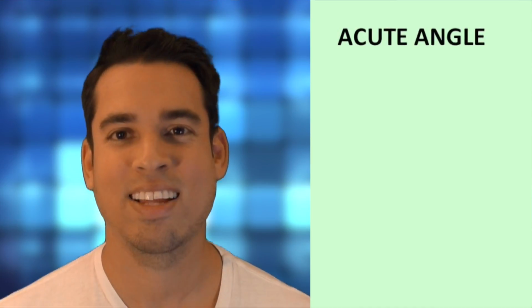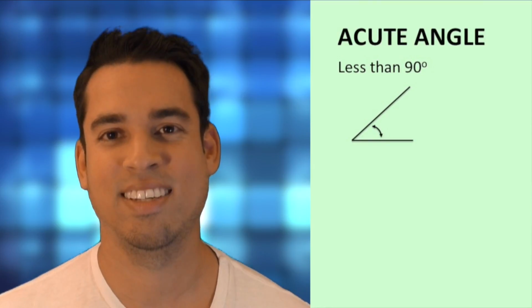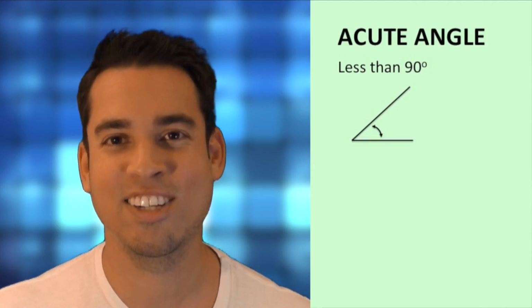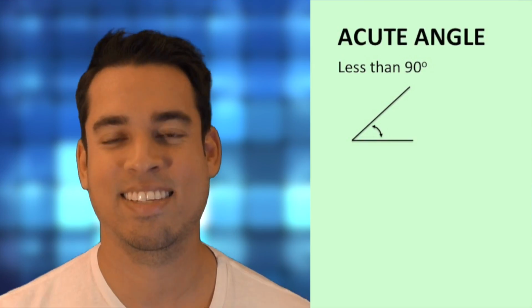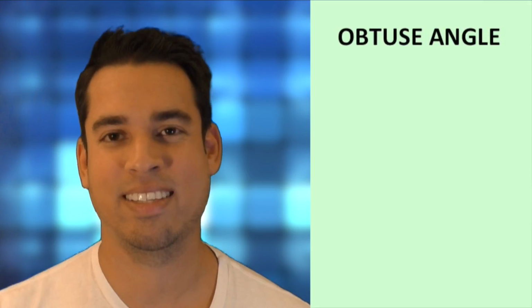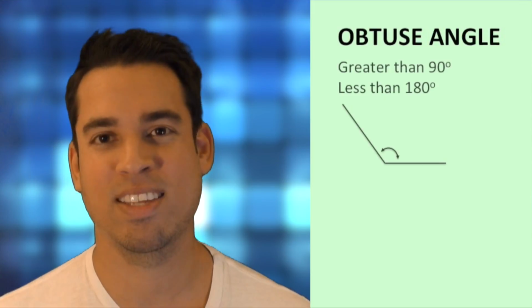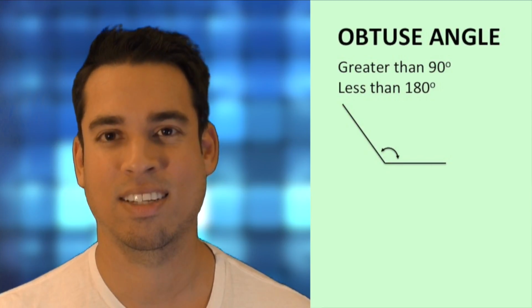Next, we're going to talk about acute angles, and acute angles are simply angles that are less than 90 degrees. And a lot of times people use the notion that it's a cute little angle, so that will give you a hint that an acute angle is something that is less than 90 degrees. The next angle to know is the opposite of the acute, which is an obtuse angle. So an obtuse angle is an angle that is bigger than 90 degrees, but of course less than 180 degrees.